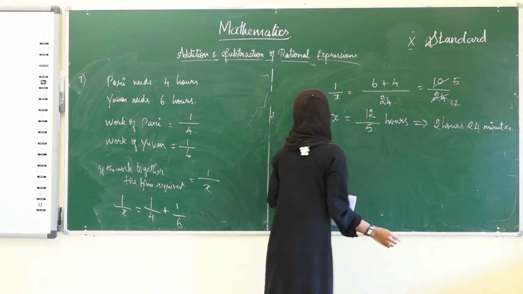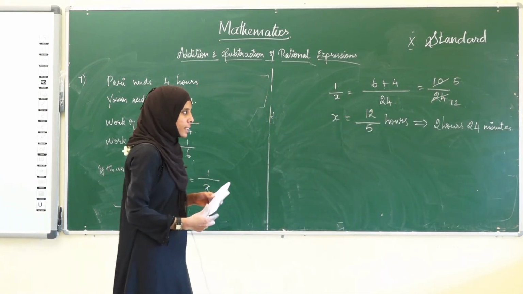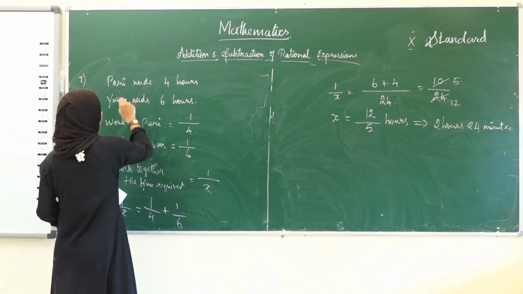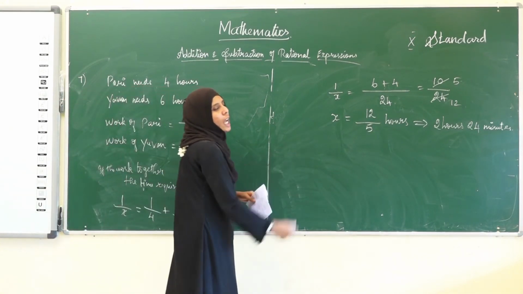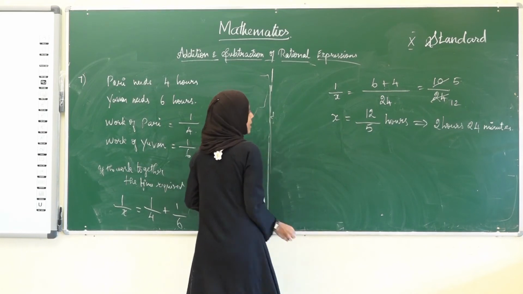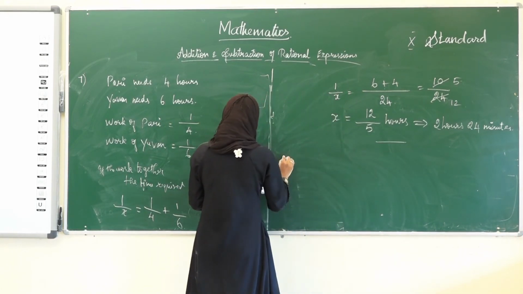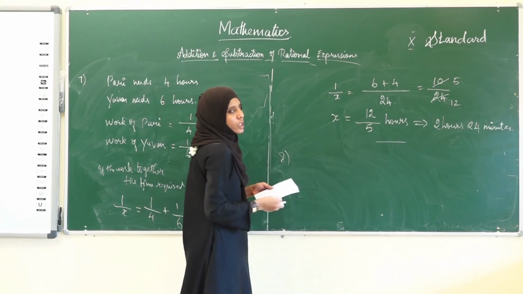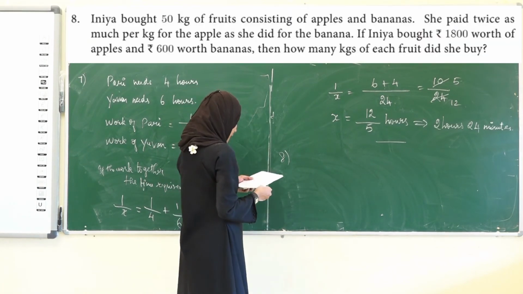Therefore, the time required to complete the same work when Pari and Yuvan work together is 2 hours and 24 minutes. This is the answer we need. Okay, now the last sum, 8. This is also a word problem. See the question, what they have given.